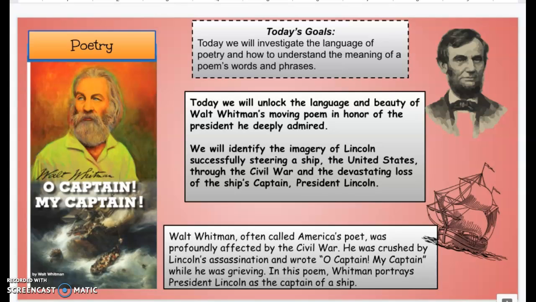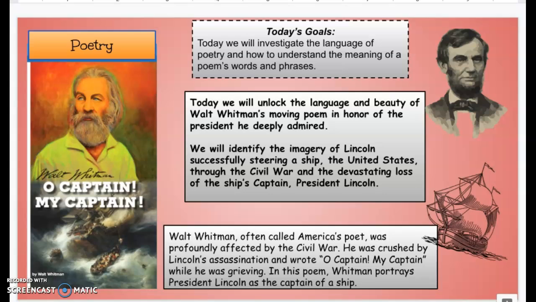All right, so for today we're going to be looking at a text which is poetry, and we are going to be reading a poem by Walt Whitman. Now, today's goals, we are going to investigate the language of poetry and how to understand the meaning of a poem's words and phrases. So today we're going to unlock the language and beauty of Walt Whitman's moving poem in honor of the president he deeply admired. We will identify the imagery of Lincoln successfully steering a ship, the United States, through the Civil War, and the devastating loss of the ship's captain, President Lincoln.